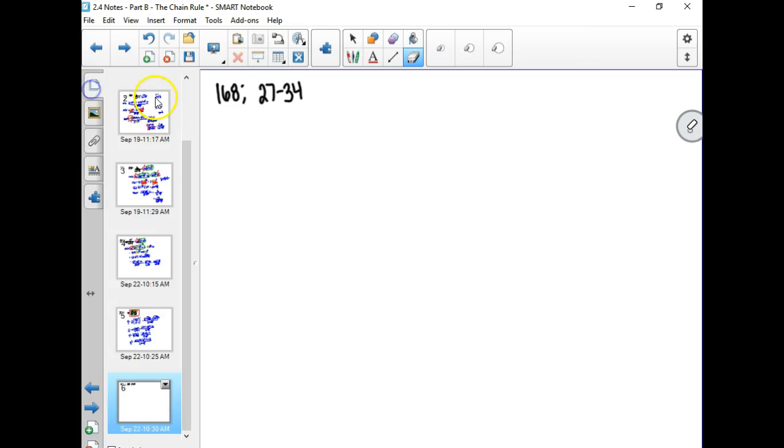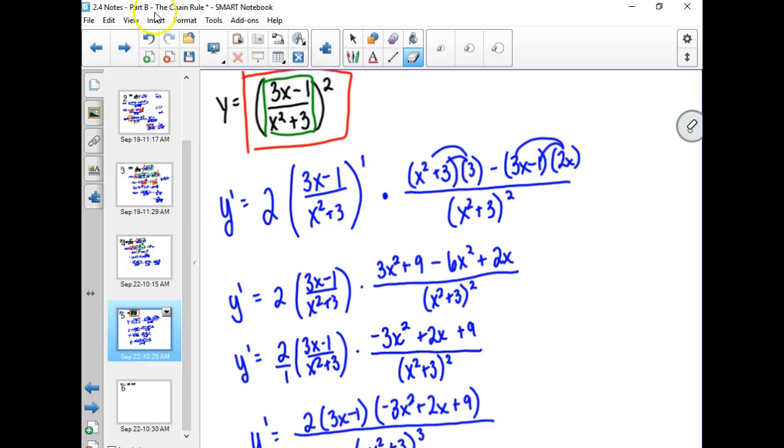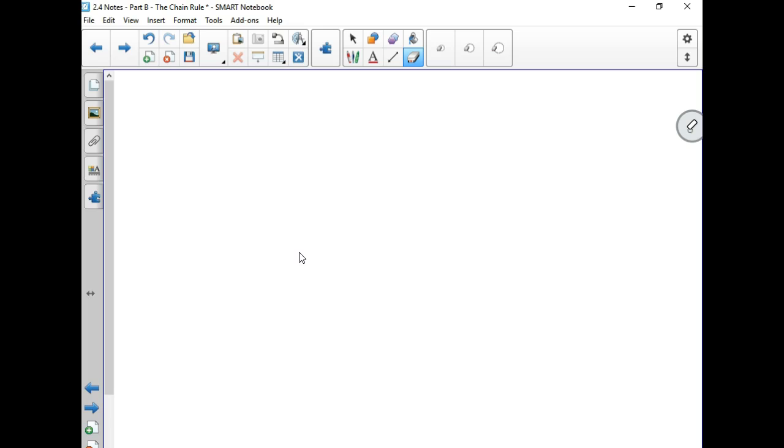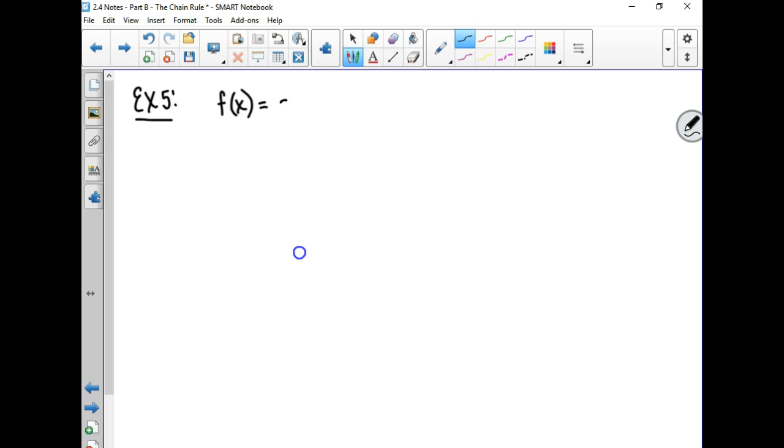All right, I'm going to add in one more that I left off of these notes. So example 5, and this one's a pretty quick one. This one is not a quotient rule. This is just one that trips students up sometimes. Sine cubed of 4x.